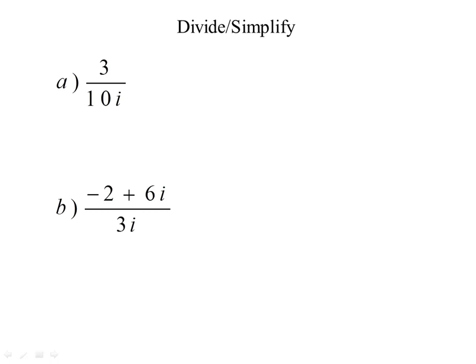And then you're going to think, oh, well, the i's will cancel out. Well, what would happen if you canceled out the i's? It'd take you right back to the beginning, so don't do that. But instead, what is i squared? i squared is negative 1. So you're going to have 3i over negative 10. And there's your answer.